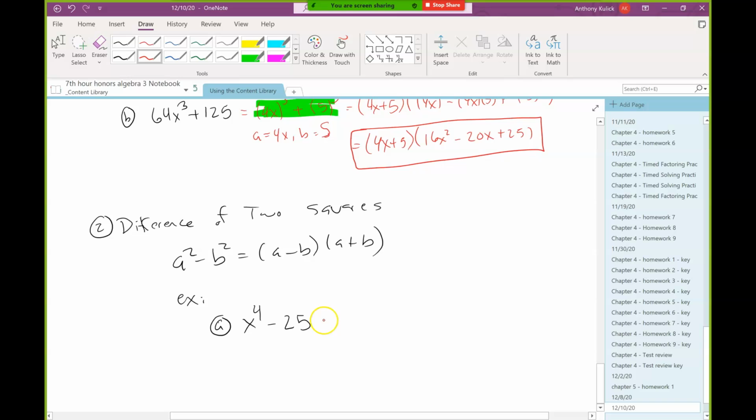But I'm still going to approach this the same way. I'm going to try to rewrite x to the fourth as something squared. Well, I know x squared times x squared gives me x to the fourth. So x to the fourth can just be x squared squared, and 25 is 5 squared. So that meets the form for a difference of 2 squares, where my a is x squared and my b is 5. So that's going to give me x squared minus 5 times x squared plus 5.